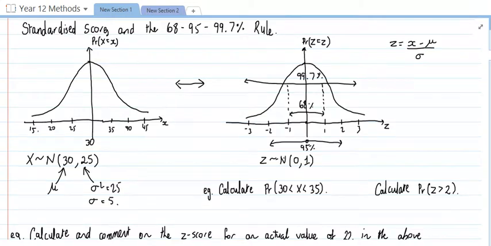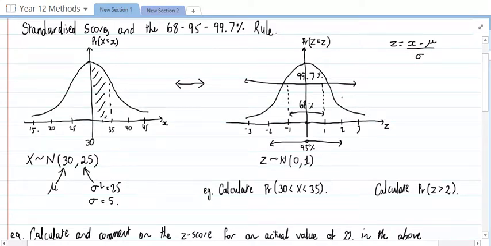So just since finishing the last video, I've added in a couple of quick questions here, just to go over this idea of the 68, 95, 99.7% rule. Calculate the probability that x is between 30 and 35. Well, looking at the graph here, here's 30 the mean, and here's 35, which is one standard deviation above the mean. So what we're actually looking for is that area right there.